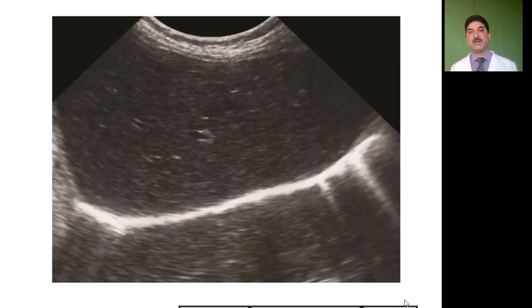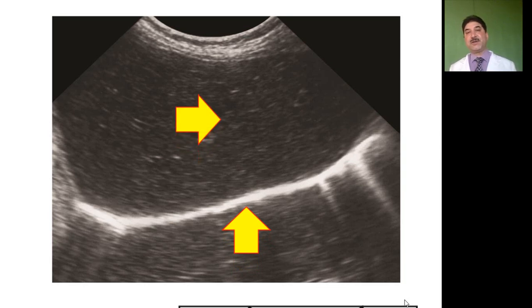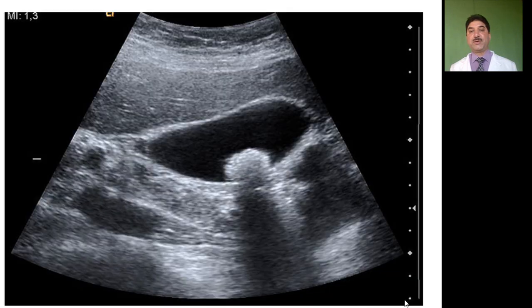This is an ultrasound of the liver. You can see here the diaphragm, which is inferiorly placed and hyperechogenic compared to the liver shadow.